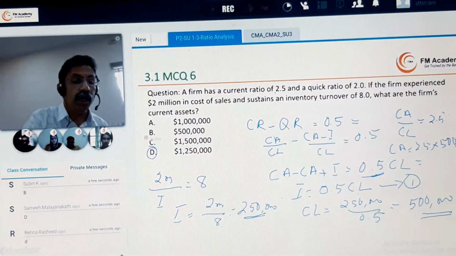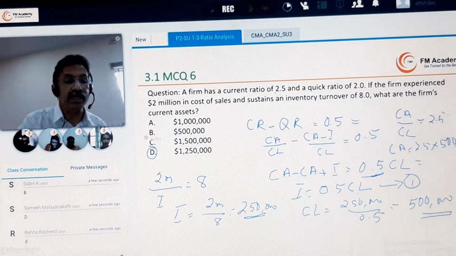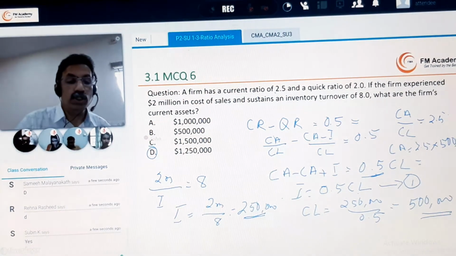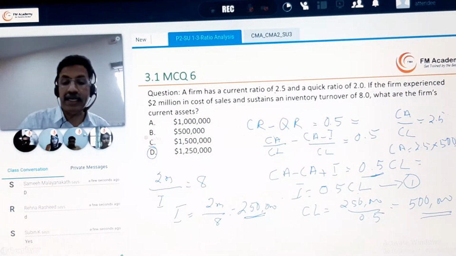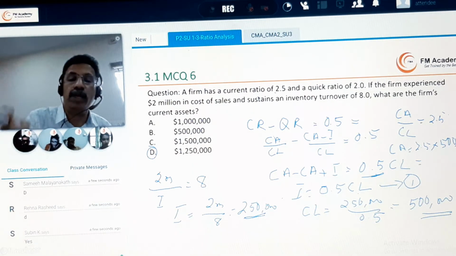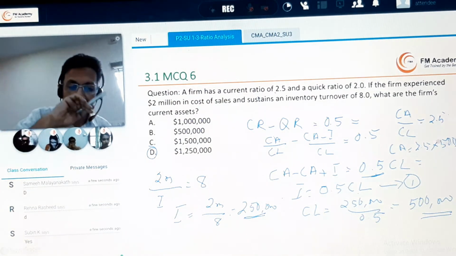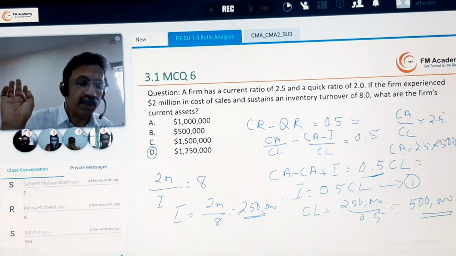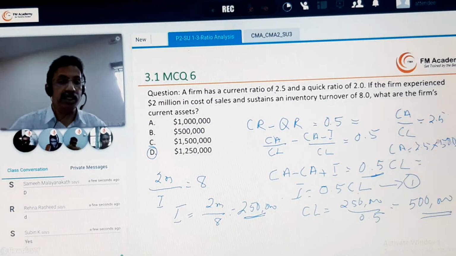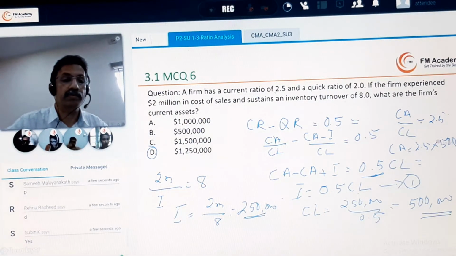So Sami got the answer correctly. Subin, did you understand it correctly? Subin got B. What is B actually? That is current liabilities, but the question is current assets. Current liabilities is 500,000, but for current assets you have to apply that information in either the quick ratio or current ratio and get that. Is it clear for everybody? If anybody is not clear, please raise hand, then I'll explain further. But I think it should be clear. Next.